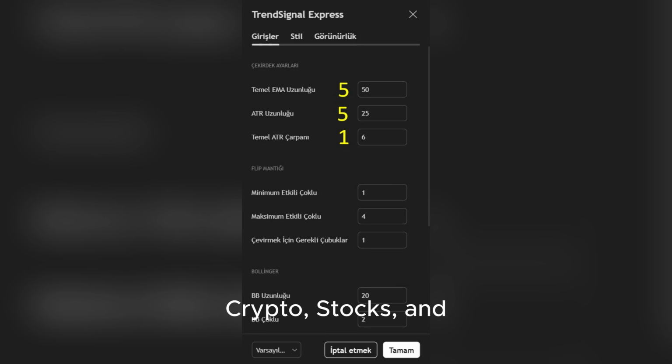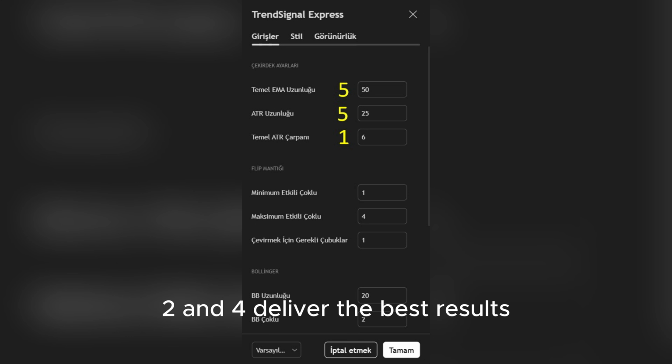Since Forex, crypto, stocks, and indices all have different levels of volatility, it is recommended to optimize these values individually based on the instrument you are trading. On the 5-minute chart, EMA length 8 to 12, ATR length 10-14, and an ATR multiplier between 2 and 4 deliver the best results. On the 15-minute chart, EMA length 14-20, ATR length 12 to 16, and an ATR multiplier between 3 and 4 provide both fast and stable signals.